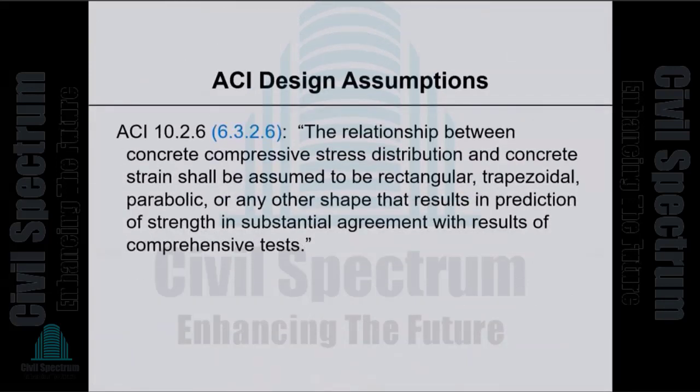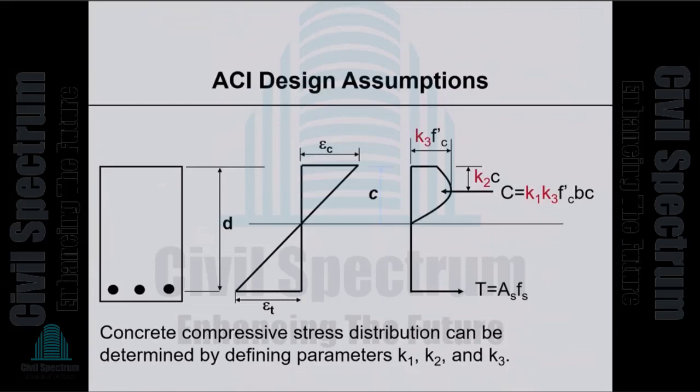The actual stress-strain relationship is as you saw in the picture. However, the relationship between concrete compressive stress distribution and concrete strain shall be assumed to be rectangular, trapezoidal, parabolic, or any other shape that results in prediction of strength in substantial agreement with the results of comprehensive tests. This is all very important, but probably not understandable upon reading. So let us look at this.